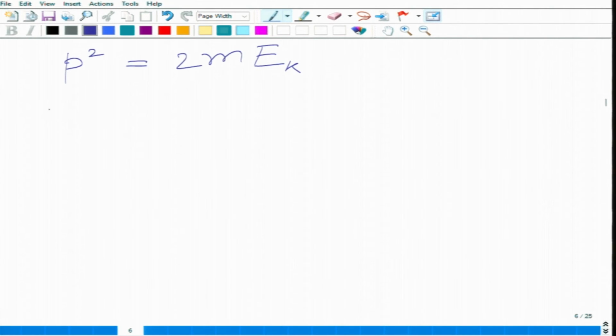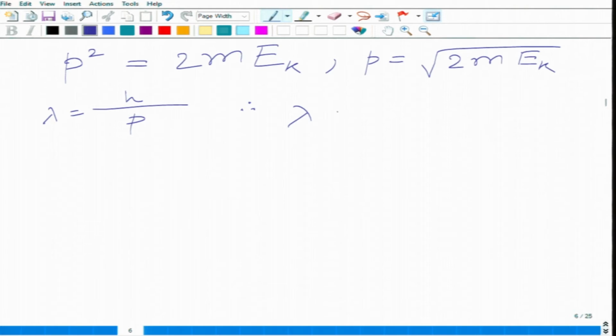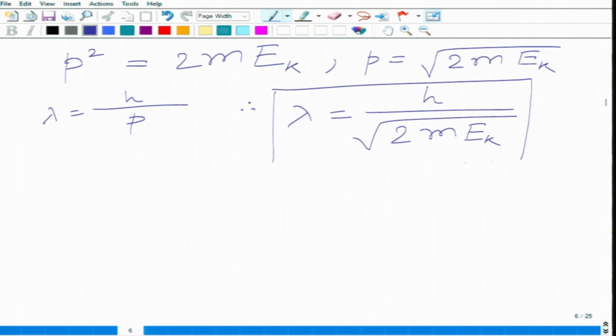By de Broglie's hypothesis, lambda is equal to h by p, right? So, if this is p square, what is p? p is the square root of 2m Ek. Therefore, lambda will be equal to h by root over 2m Ek. This is the relation between de Broglie wavelength and kinetic energy.